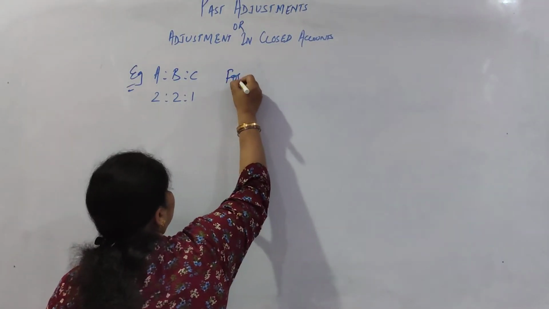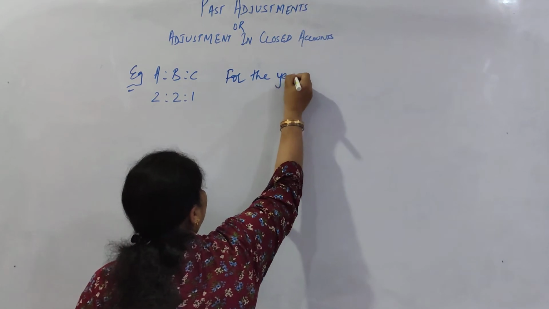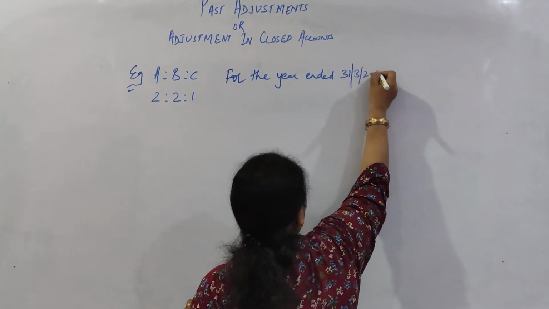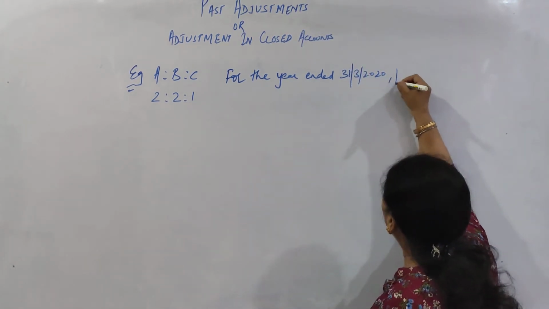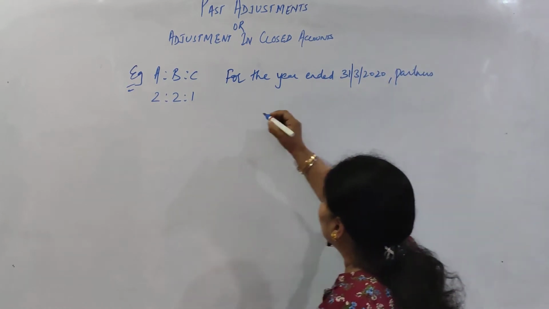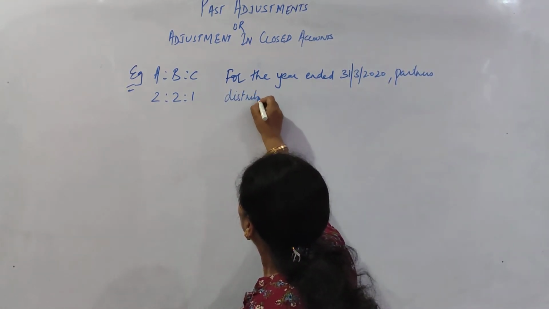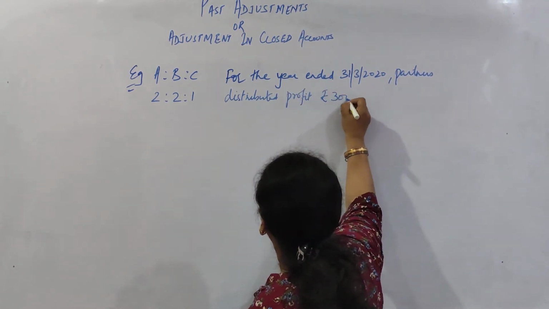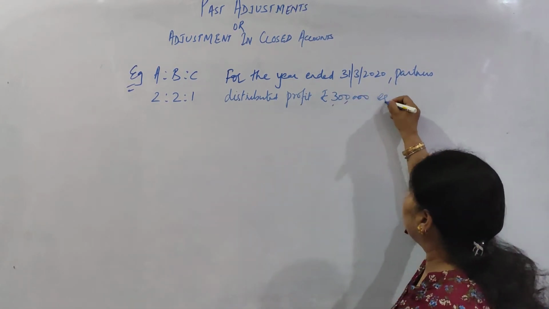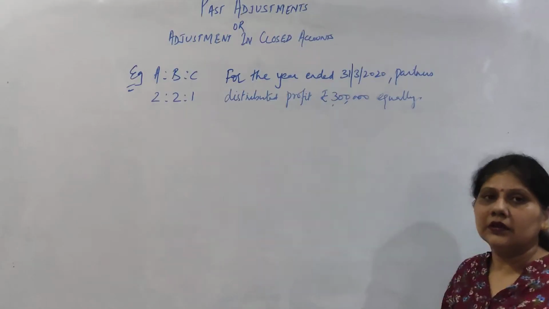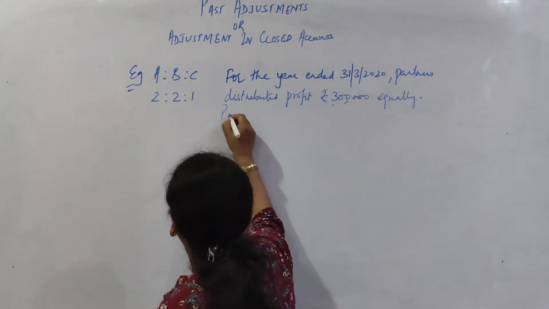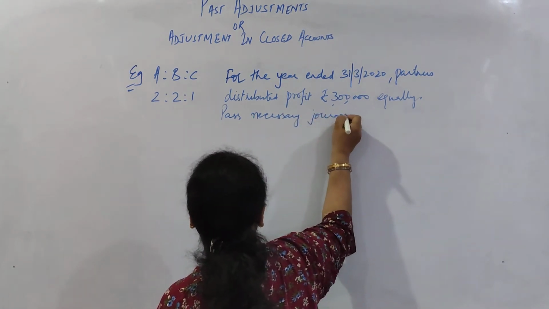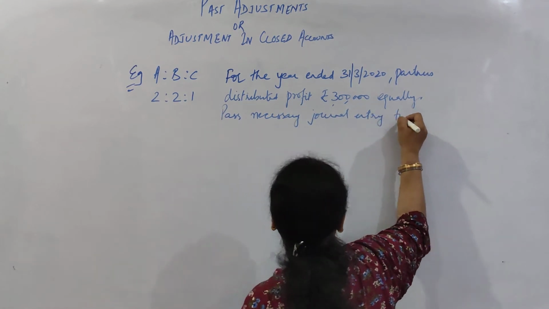For the year ended 31st March 2020, partners distributed profit rupees 3 lakhs equally. Pass necessary journal entry to rectify the error.